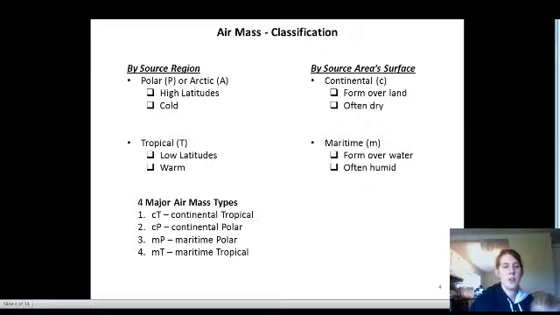So there are four major air mass types on Earth. We have our CT, which are continental tropical. So these would be our dry, warm air masses. Our continental polar, which are our dry, cold air masses. Our maritime polar, which are our humid, cold air masses. And our maritime tropical, which are our humid, warm air masses.